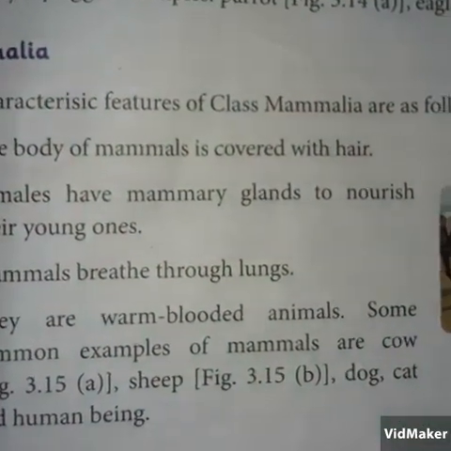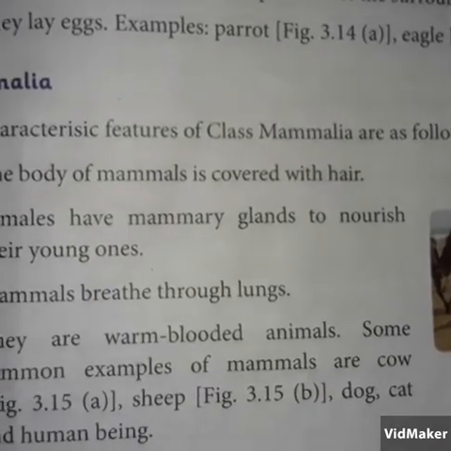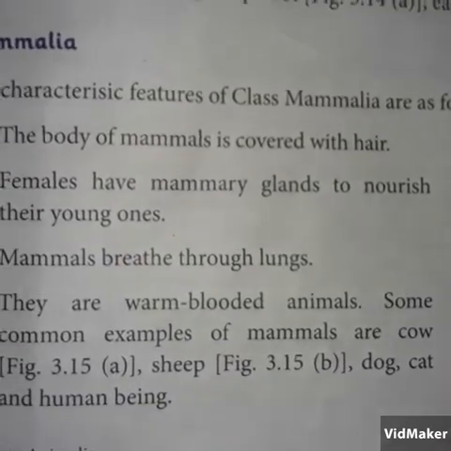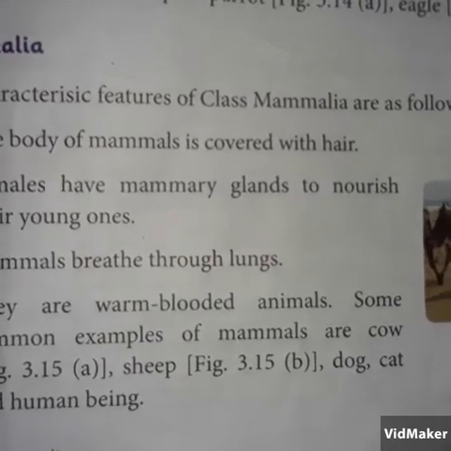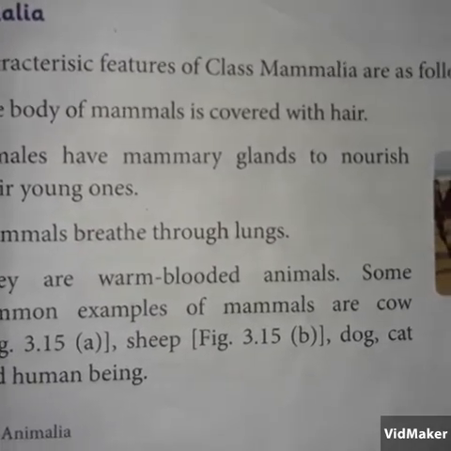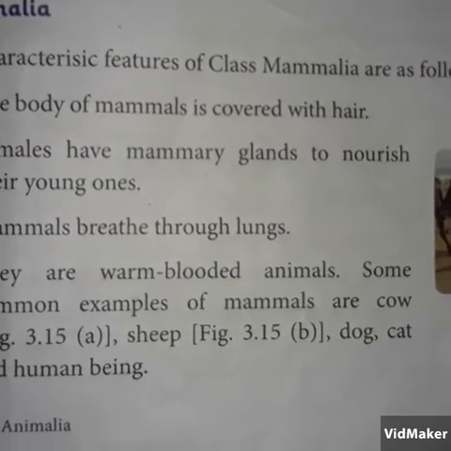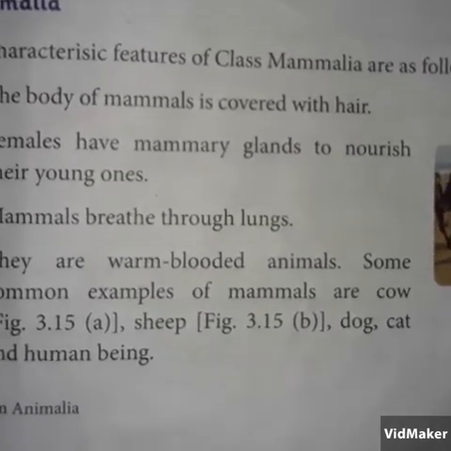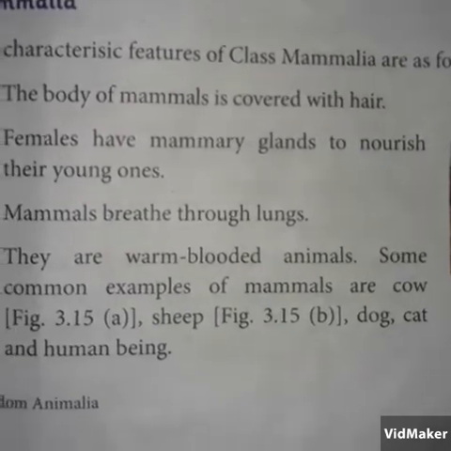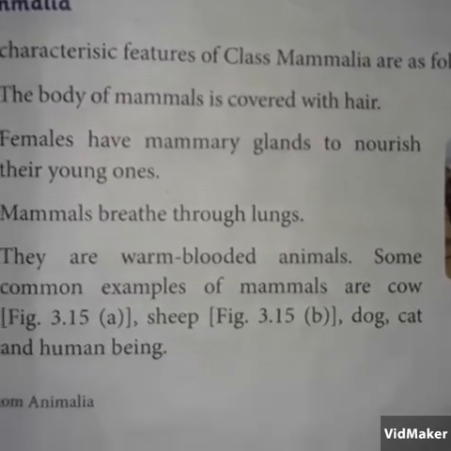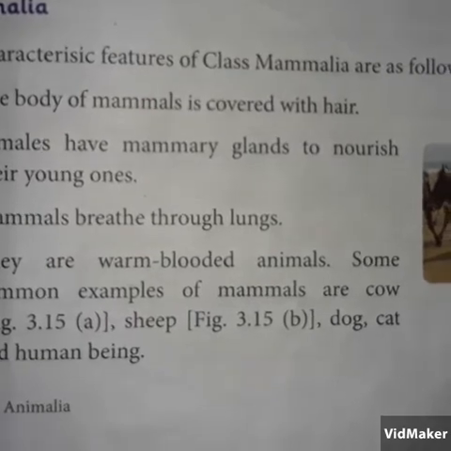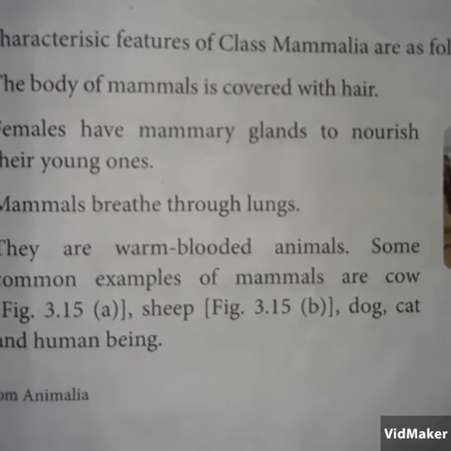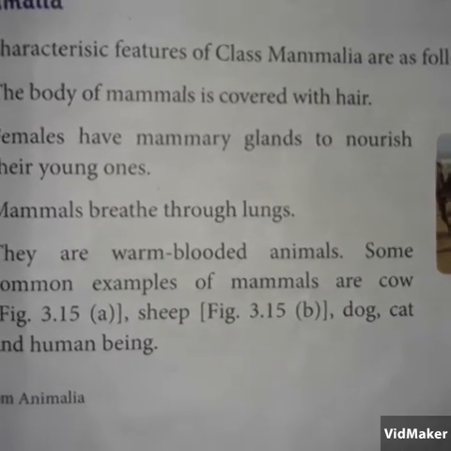Then mammals. The characteristic features of the class Mammals are as follows. First point, the body of mammals is covered with hair. Second point, females have mammary glands to feed their young ones. Third point, mammals breathe through lungs. They are warm-blooded animals. Some common examples of mammals are cow, sheep, dog, cat, and human beings.